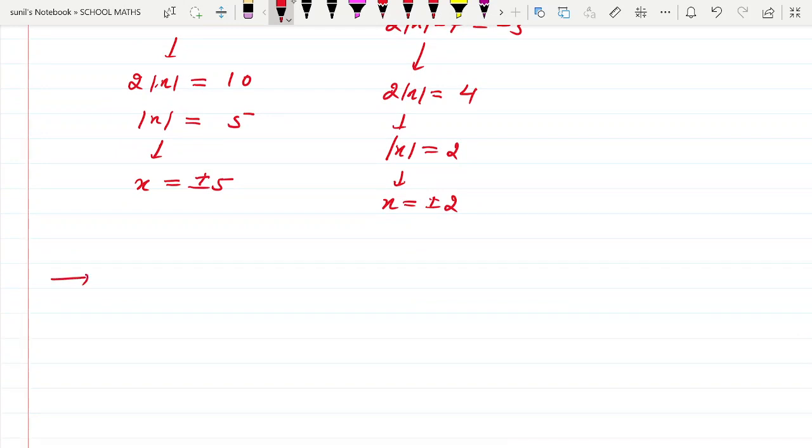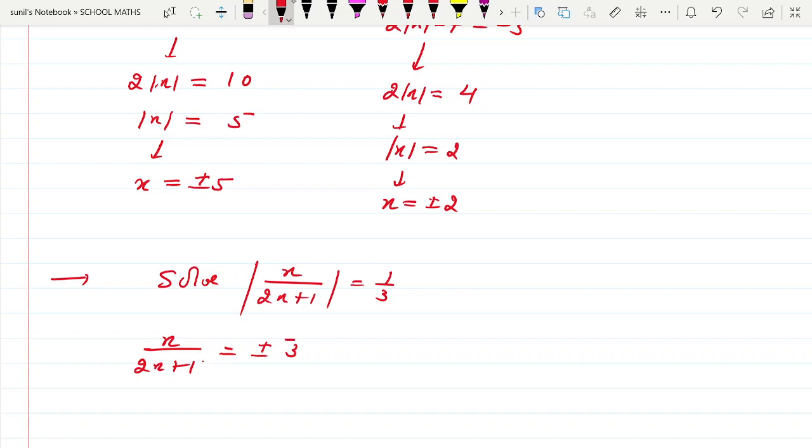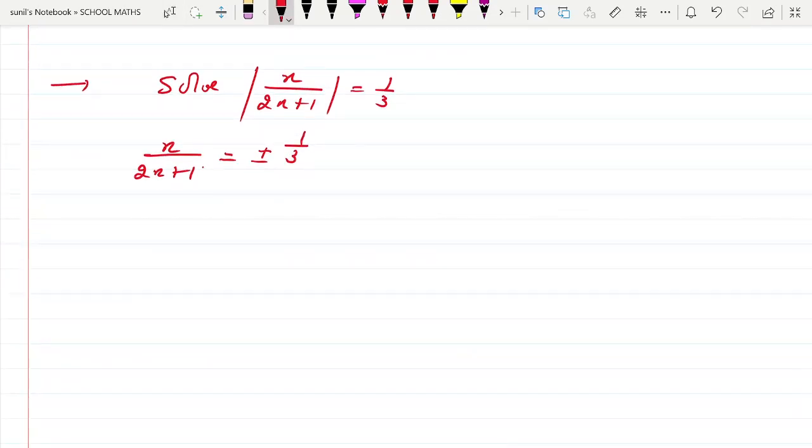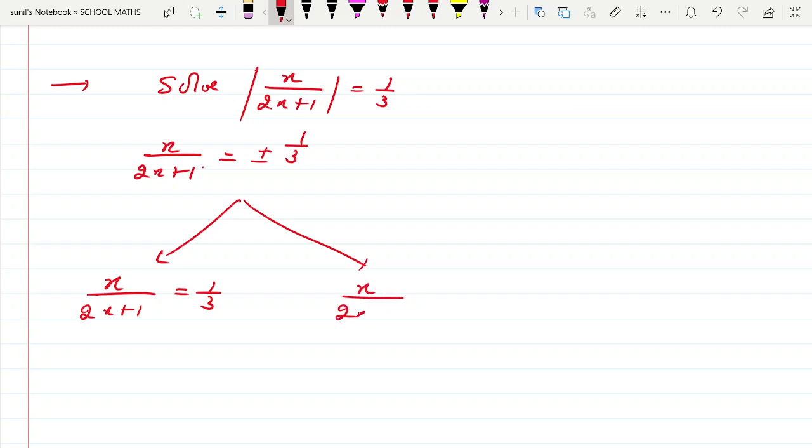Now again, suppose the question is solve mod x over 2x plus 1 is equal to 1 by 3. Again we'll use the same tactics. On the right hand side the number is positive, so x over 2x plus 1 is plus minus 1 by 3. So now making two cases, x over 2x plus 1 is 1 by 3 and another is x over 2x plus 1 is minus 1 by 3.